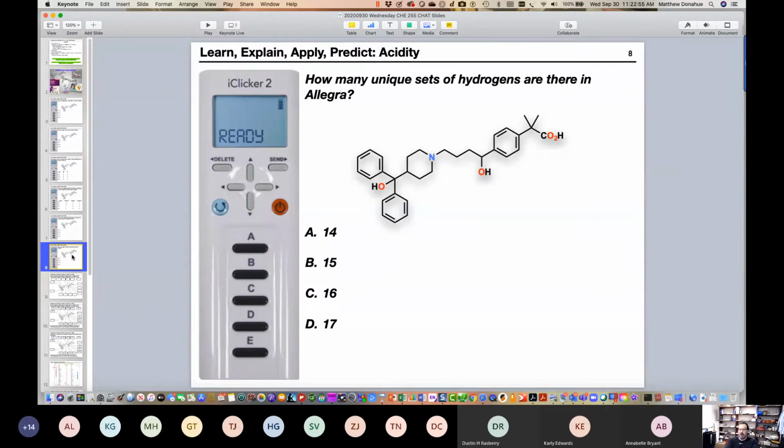So there's a couple responses of C in the chat. Let's go ahead and count that. We have 1, 2, 3, 4, 5, 6, 7, 8, 9, 10, 11, 12, 13, 14, 15, 16, knowing that this ring and this ring are the same. So Aiden points out something to do with chirality.